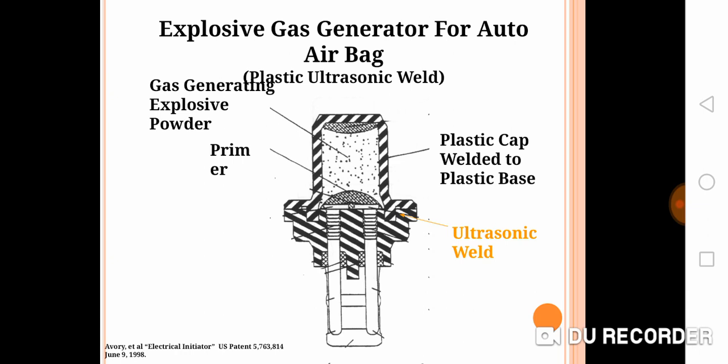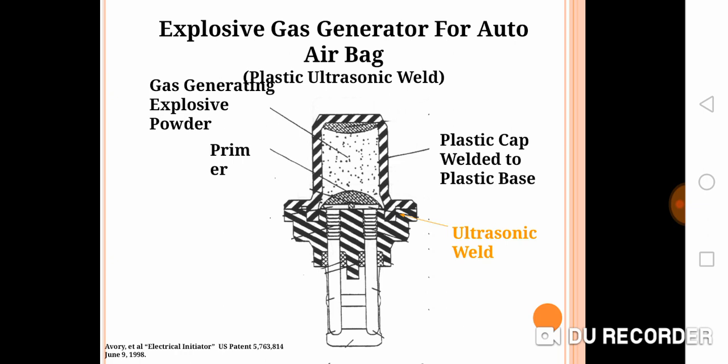And then some gas generator for an auto airbag, where the airbag is being used. There also ultrasonic welding is used in the gas generator. You can see where the ultrasonic weld is formed. So this is regarding the ultrasonic welding process.